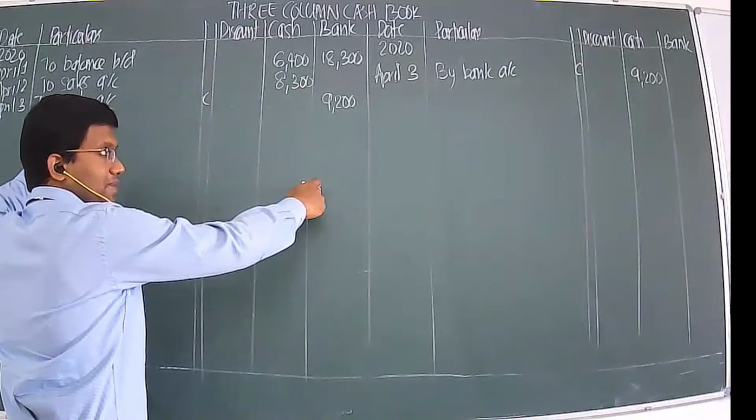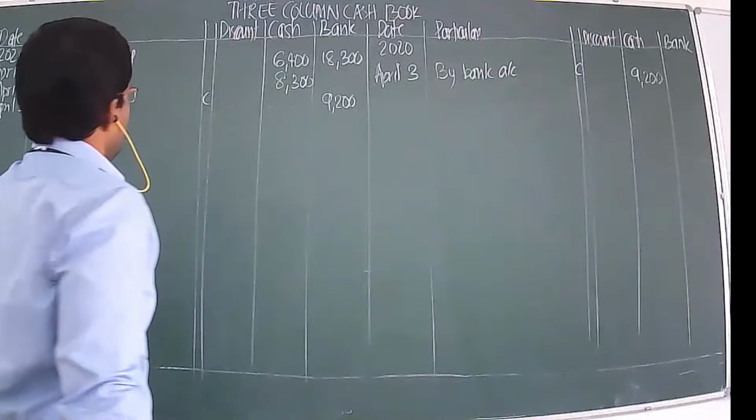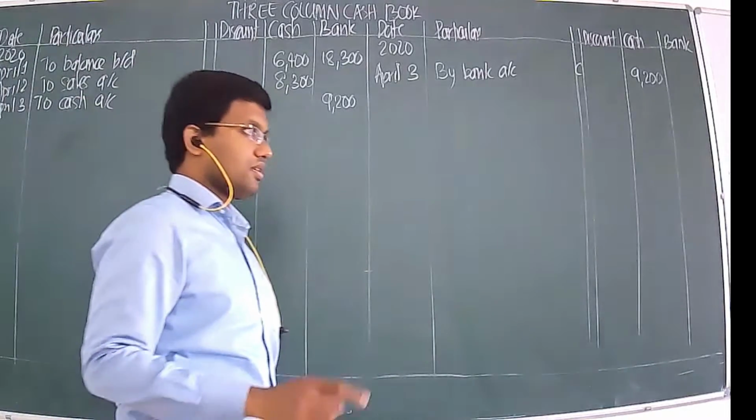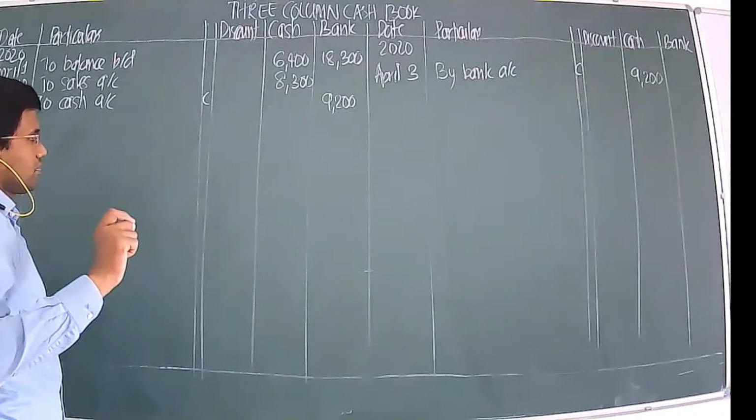Okay, Divya, can you please explain the debit bank side, sir? Yes, sir. So bank is the receiver and cash is going out. So in the credit side, in the debit side, we have mentioned the cash account.